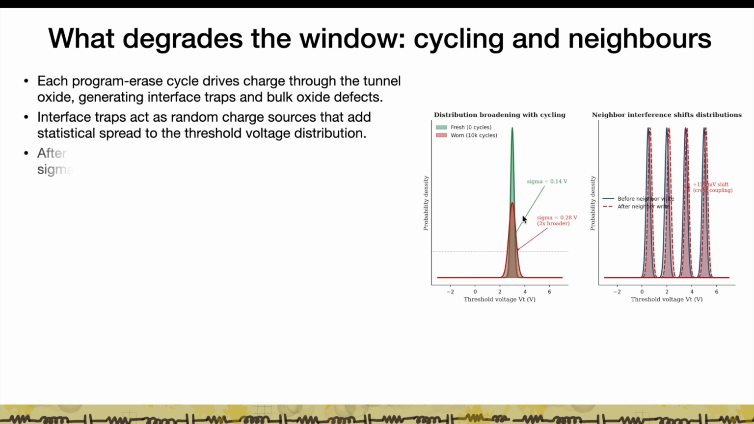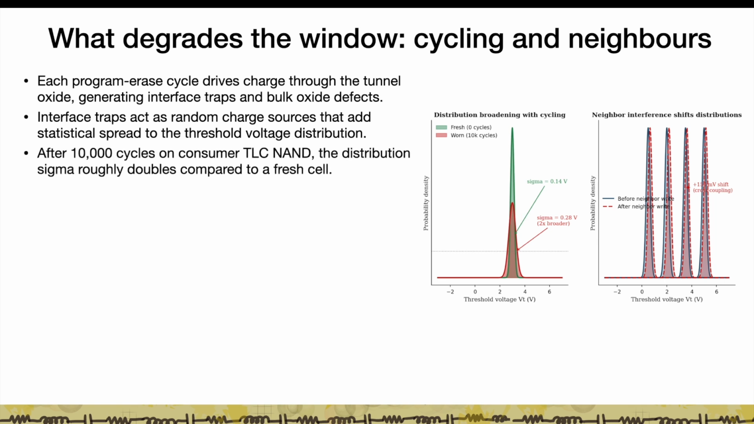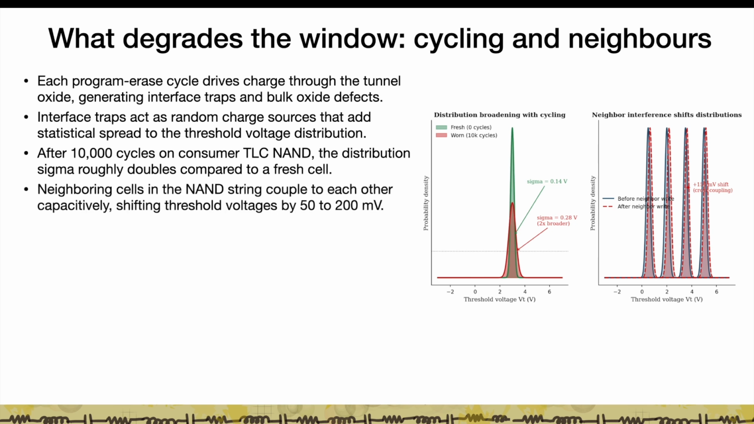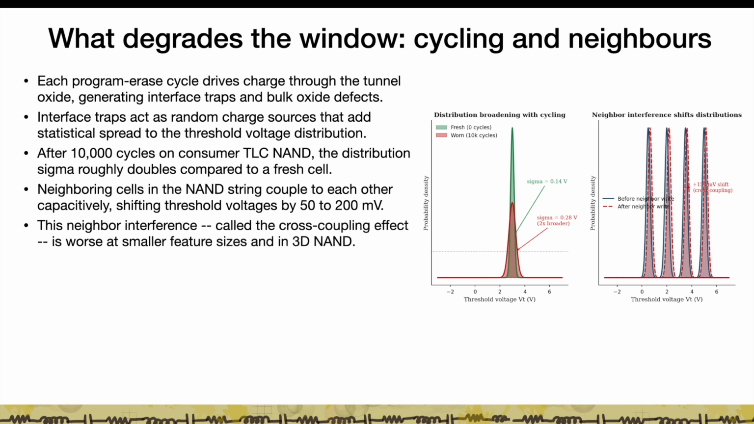Now, the physical cause is the damage to the tunnel oxide. Every time you drive electrons through that oxide under a high field, which is every program cycle or every erase cycle, some electrons get trapped on defect sites in the oxide bulk and at the oxide silicon interface. These trapped charges don't anneal away at room temperature. They accumulate. And because they're distributed randomly through the oxide and the interface, they create a random cell to cell variation in threshold voltage that manifests as distribution broadening. After enough cycles, the distribution sigma doubles.